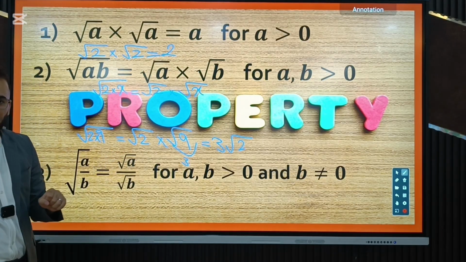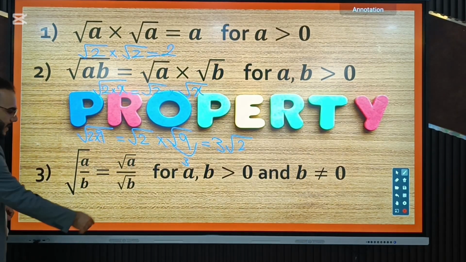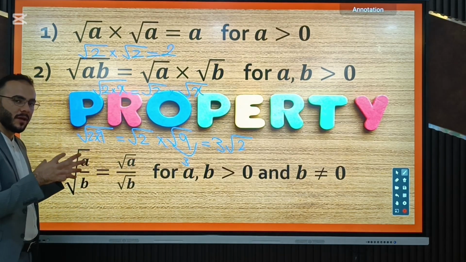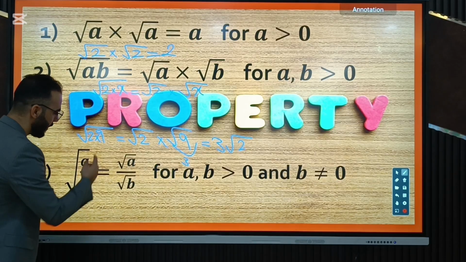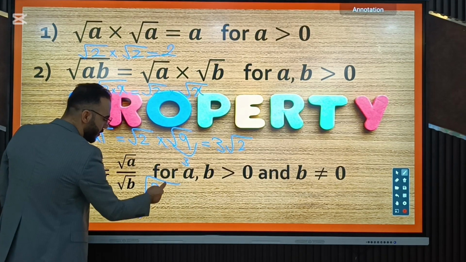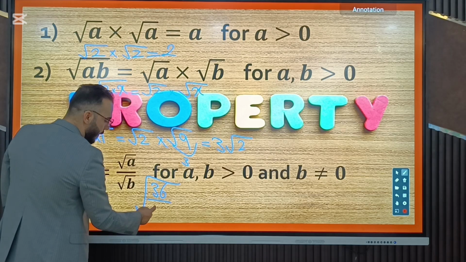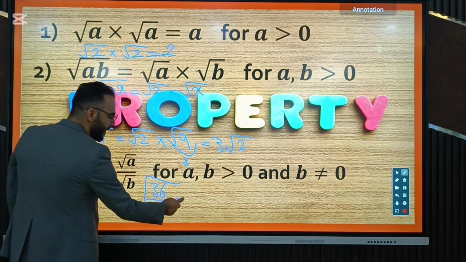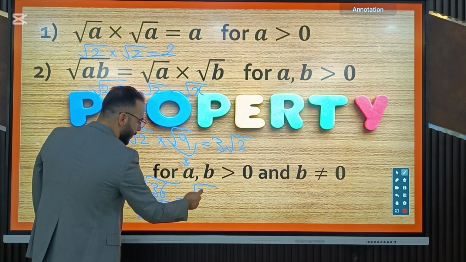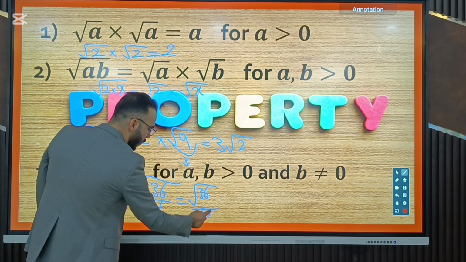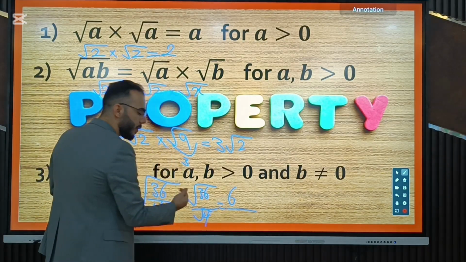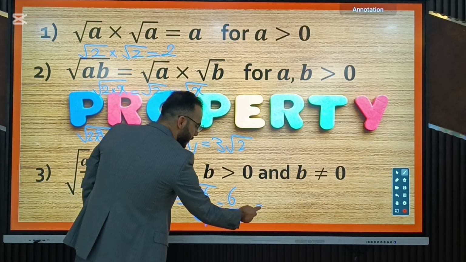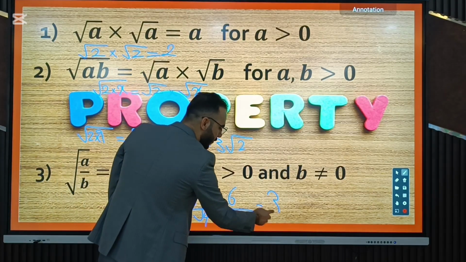How about if you have a quotient under the square root? We can again separate them: the square root of the numerator over the square root of the denominator. Example: the square root of 36 over 4. Basically, it's going to give us the square root of 36 over the square root of 4. The square root of 36 is 6. The square root of 4 is 2. 6 over 2 is equal to 3.